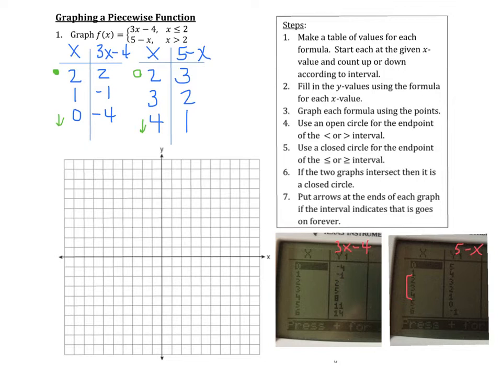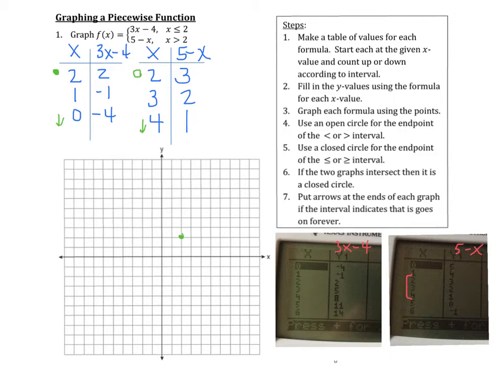Okay, now I'm going to go one line at a time and plot these points. I'm going to start with the first rule, the 3x minus 4, and plot these 3 points. I'm going to be thoughtful of the fact that I should have a closed circle at 2, 2. And I'm going to end my line with an arrow at 0, negative 4. So I'm going to go to 2, 2, and you should be plotting these points along with me with a closed circle.